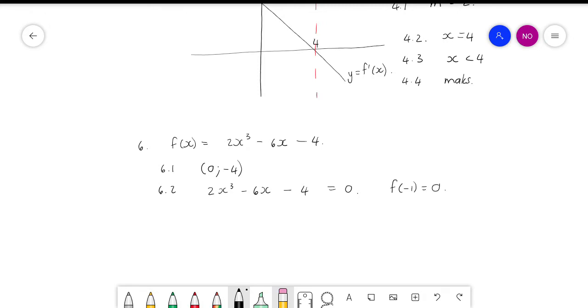Stem julle saam, as jy -1 gaan instel, dan kry jy 0. Okay? So then it means that your first bracket will be x plus 1. Okay, wat sal die waarde van a wees? 2. En wat gaan die waarde van c wees? It's -4.